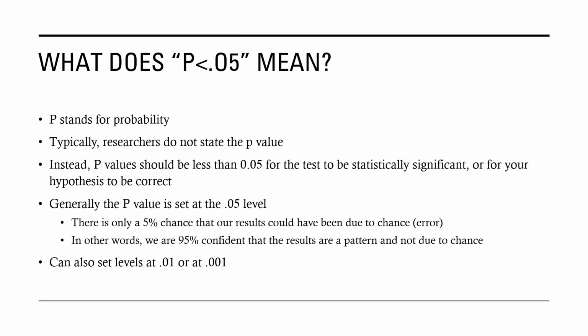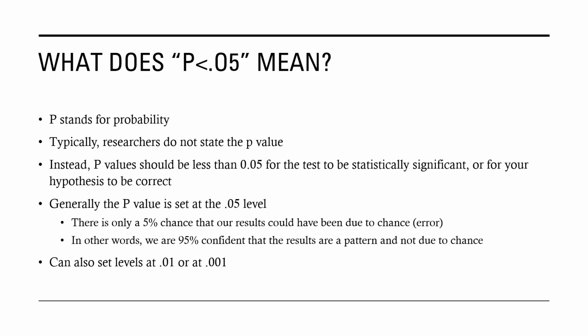The way in which statistical significance is calculated is through a p-value. Now, the p-value stands for probability. Typically, researchers don't state what an actual p-value is, but instead they want to ensure that a p-value falls below a certain point. If it falls below a certain point, then we would consider the result of that test to be statistically significant. Okay. Now, generally, the p-value is set to be at 0.05 or below.